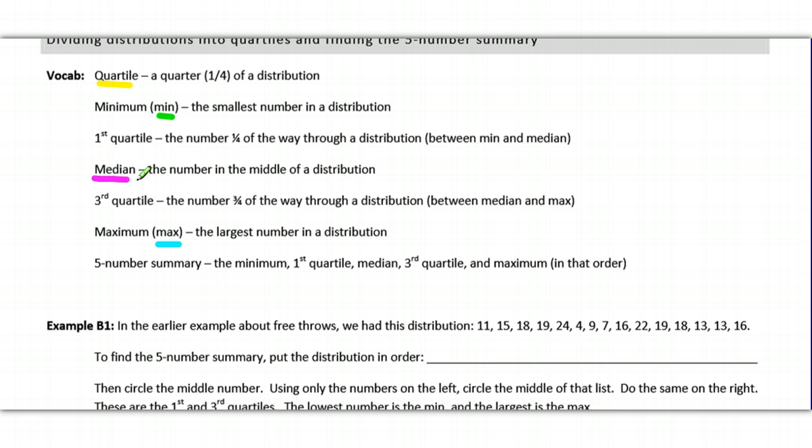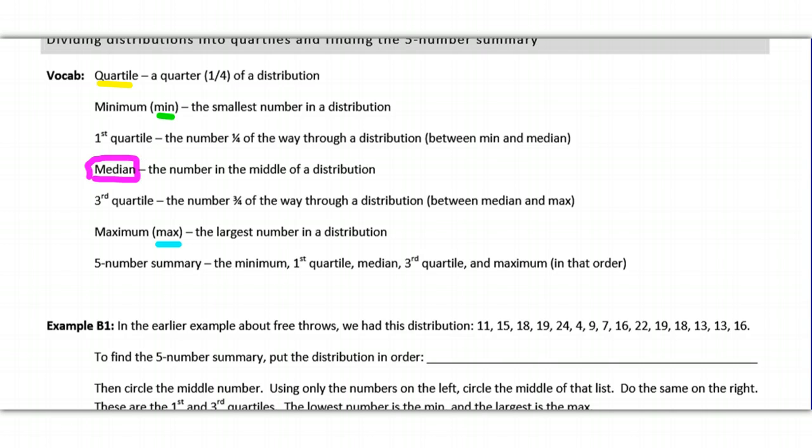Skipping back up, the median is the number in the middle. So whenever you have a list of numbers, whatever number is in the middle, after you put the numbers in order, is going to be your median. So it doesn't matter how big or small the numbers are, it's just which one is located in the middle of the list.